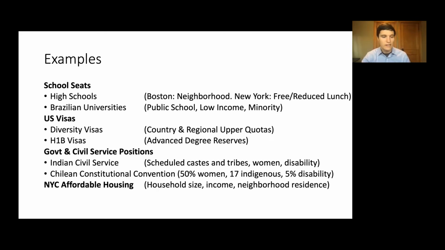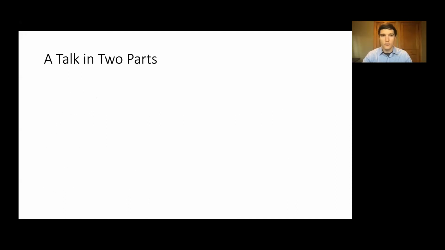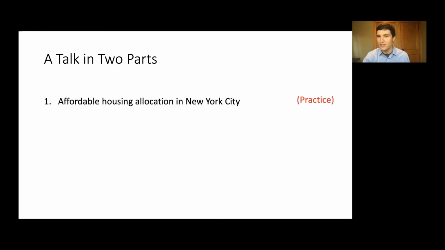And today, I'm going to give a talk in two parts. So the first part is going to be talking about affordable housing allocation in New York City. And this is an application that I've thought about and written papers on in the past. And the second part is going to be the theory that we came up with, not totally inspired by this, but inspired by this and many other settings. And so this will be the work with Jay and Carlos.